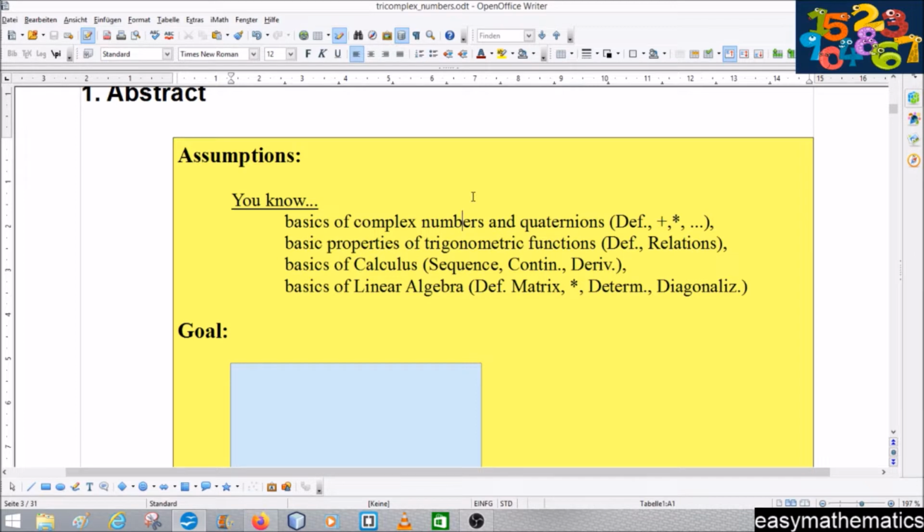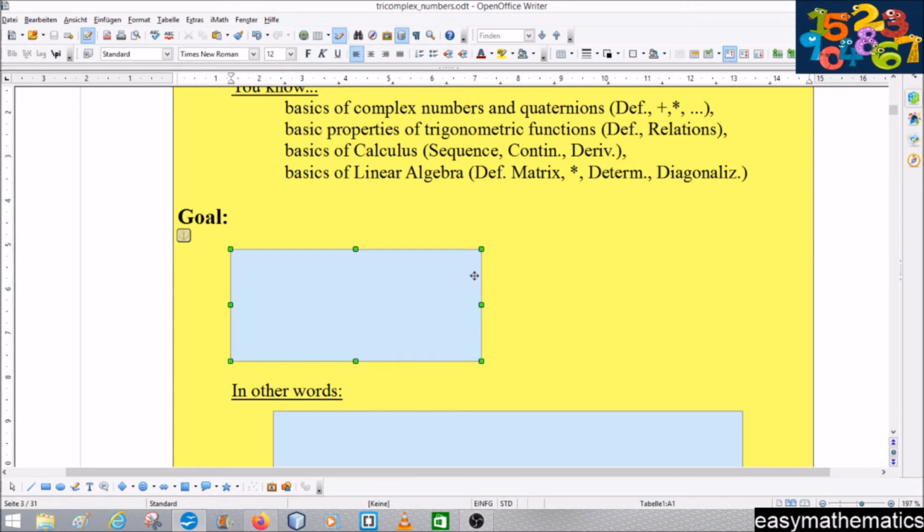Then basics of calculus, so I will not explain in detail what is a derivative. And basics of linear algebra, so we will need a definition of the matrix, then the definition of multiplication, the determinant, and diagonalization. I will not explain this in detail, so please make sure you have enough knowledge. But I guess it's also interesting even if you have not known about diagonalization or stuff like that.